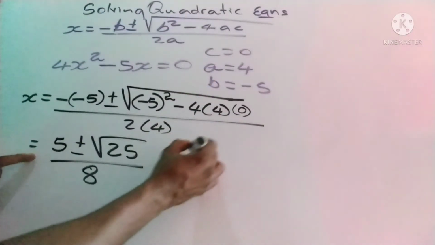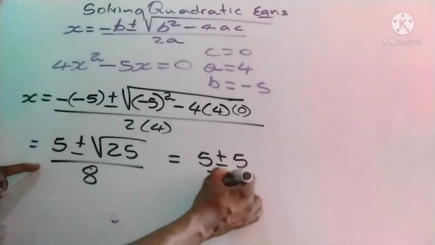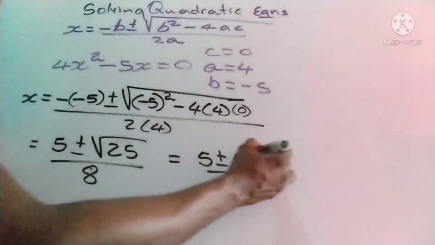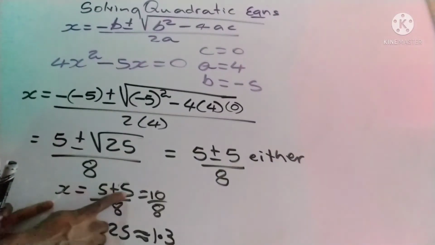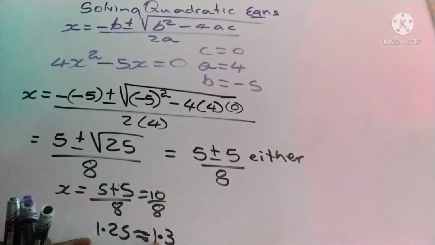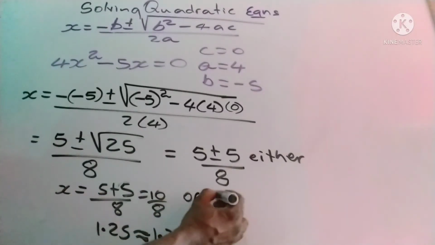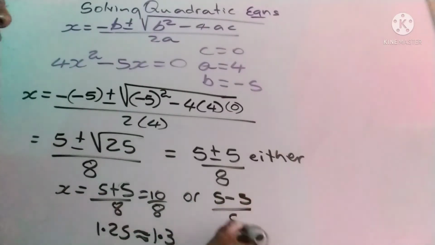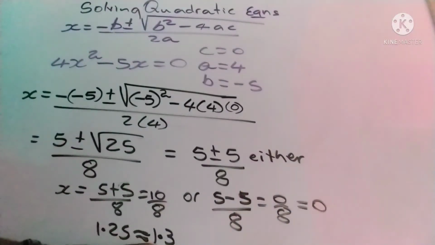Let's stretch it over here. We'll have 5 plus or minus 5 all over 8. At this stage, we'll say either x is equal to 5 plus 5 over 8, which is 10 over 8, which is 1.25, or approximately 1.3. Or it's going to be 5 minus 5 over 8, and there comes 0 over 8, which is 0. So 1.3 and the 0. So there it is, the formula is still working. It's a universal thing, it's going to work every time.